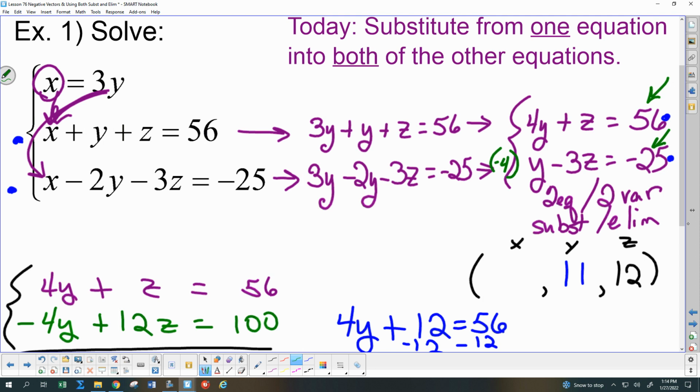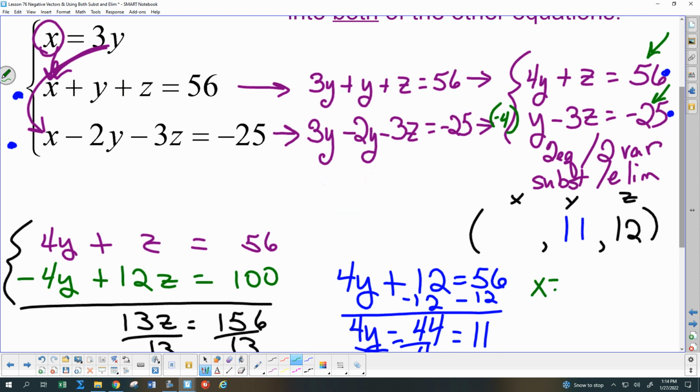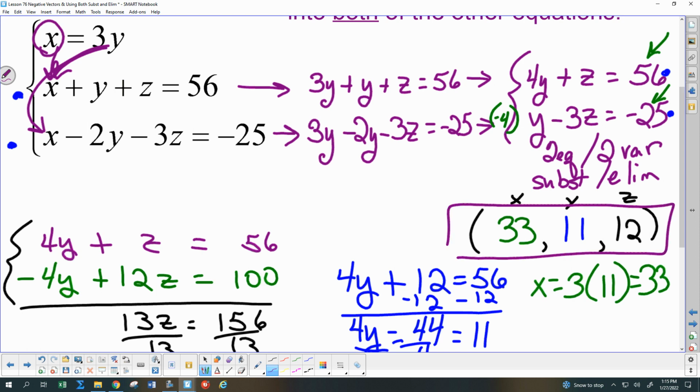Sounds good to me too. Let's use x equals 3y, which means 3 times 11, or 33. So that means my final answer is this ordered triple: parentheses, 33, comma, 11, comma, 12, parentheses. Must have the commas, must have the parentheses. Questions from anybody on that?